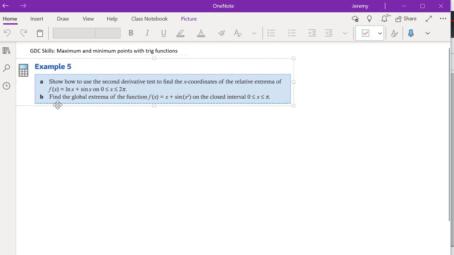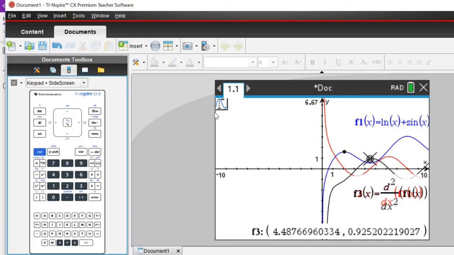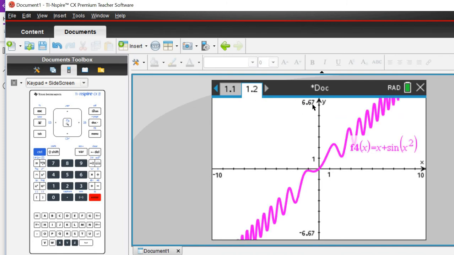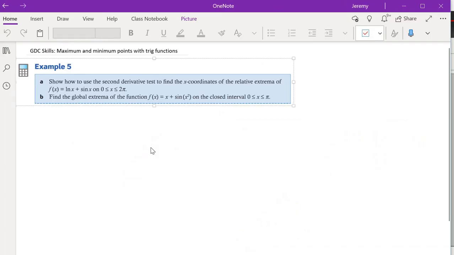The second question, we can also use that same method in order to find the global extrema between those values. Now, in terms of a global extrema, let's create a new graphs page. And the function is x plus sine of x squared. That's what it looks like. Pretty horrendous. But we want to limit it between 0 and pi, and we want the global extrema.